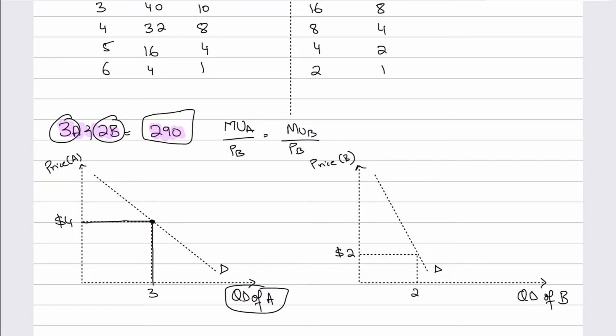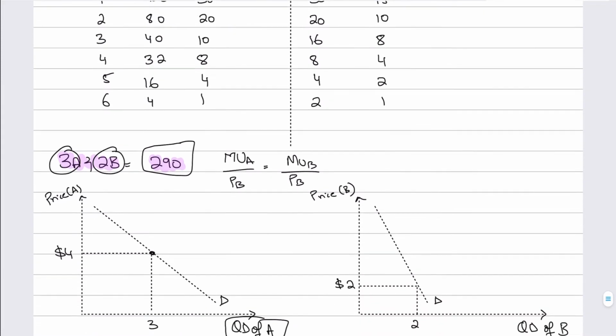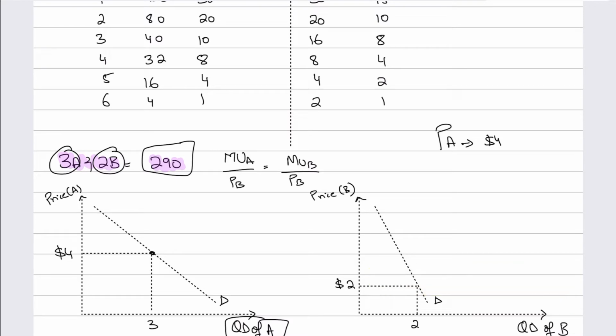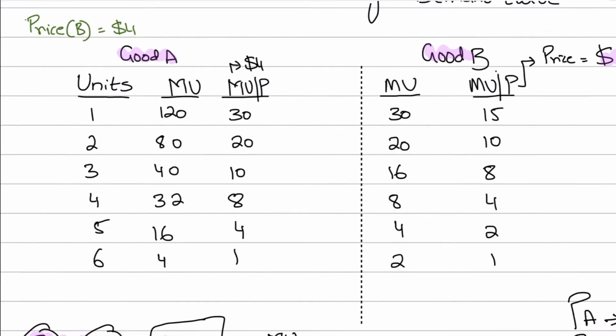Now guys, the good part is that let's assume the price of good A, which initially was $4, now falls. The new price of good A is now $2. So let's suppose that the price of good A falls to $2.